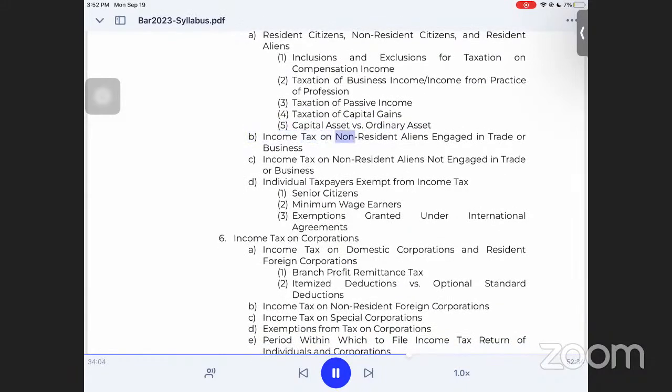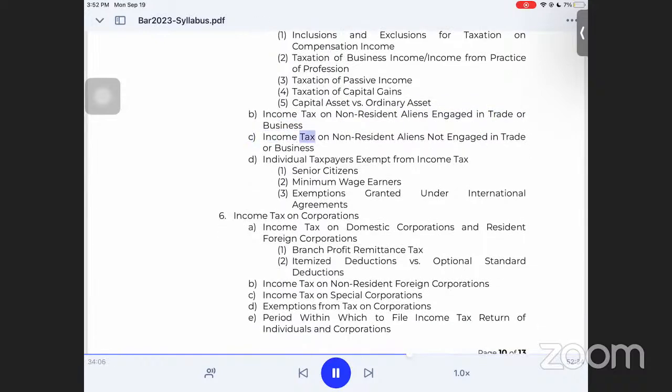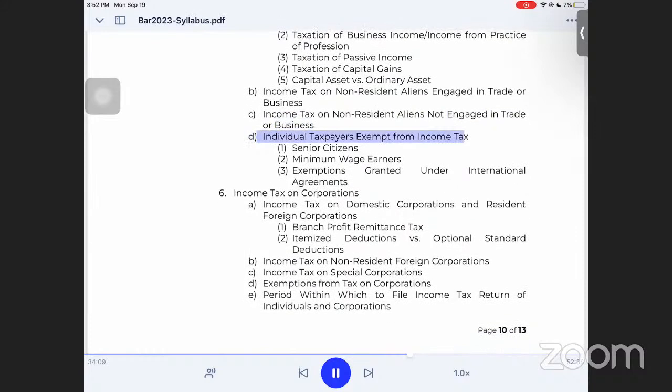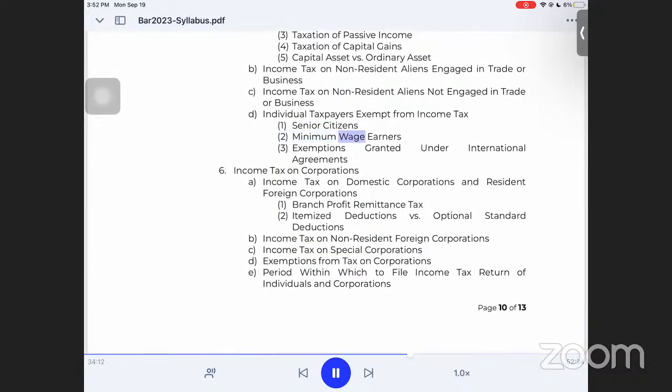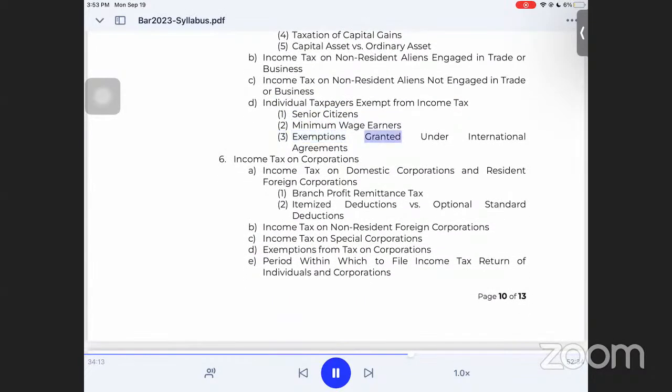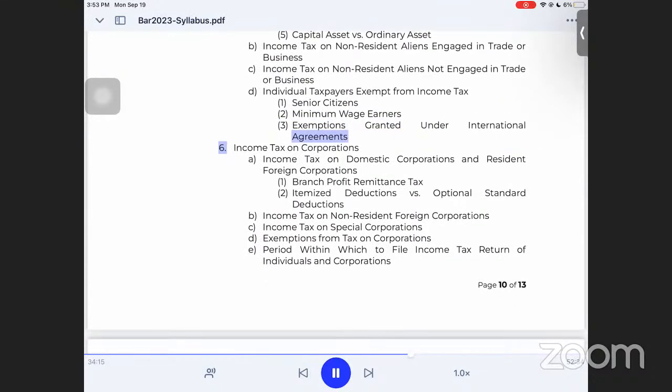B. Income tax on non-resident aliens engaged in trade or business. C. Income tax on non-resident aliens not engaged in trade or business. D. Individual taxpayers exempt from income tax: 1. Senior citizens; 2. Minimum wage earners; 3. Exemptions granted under international agreements.